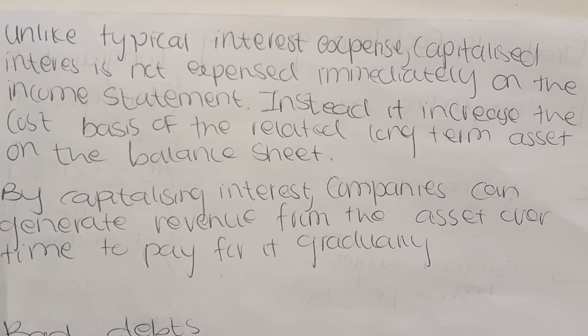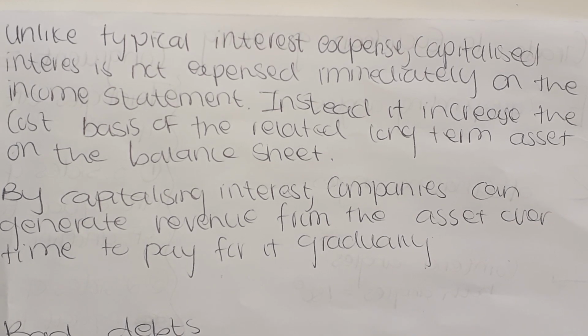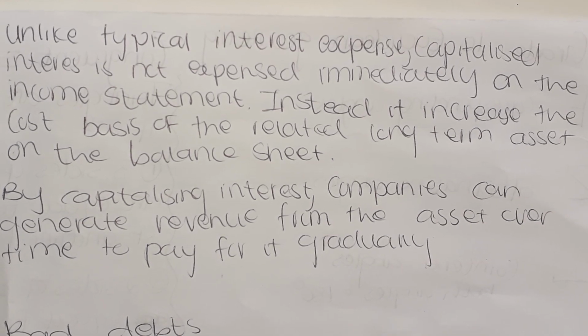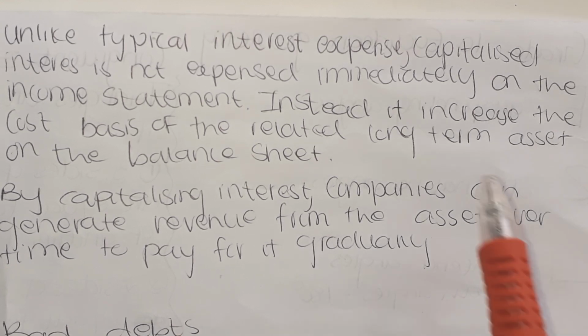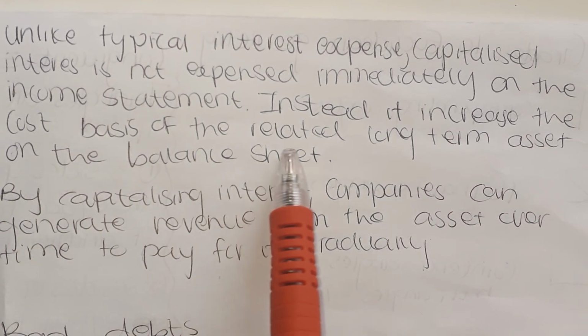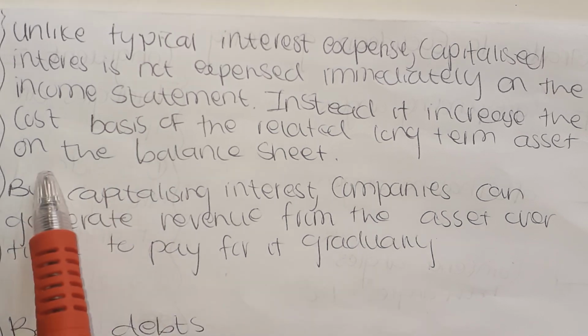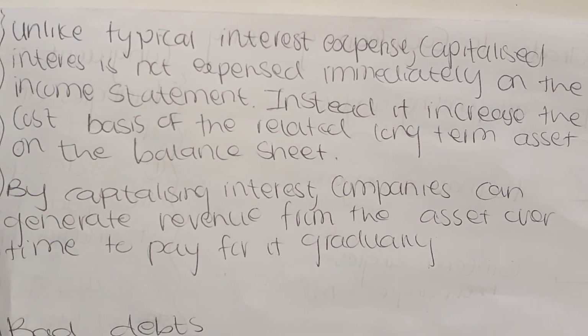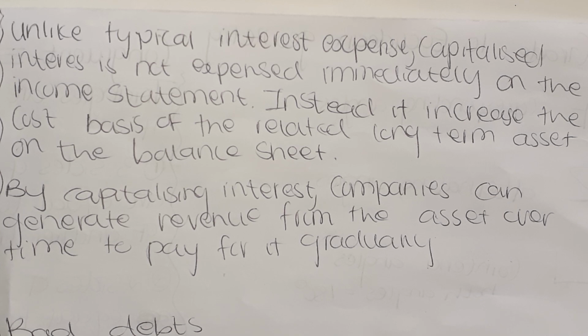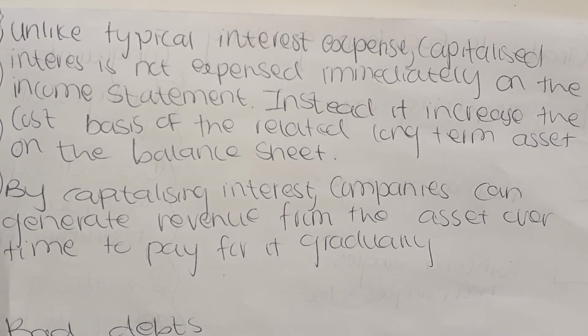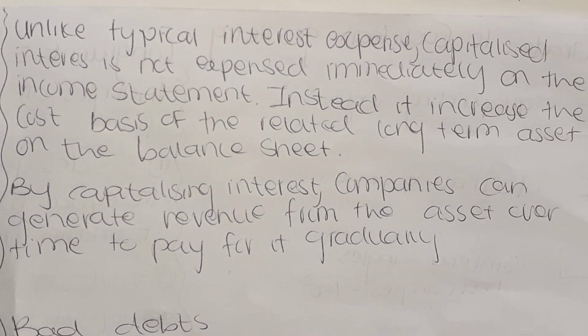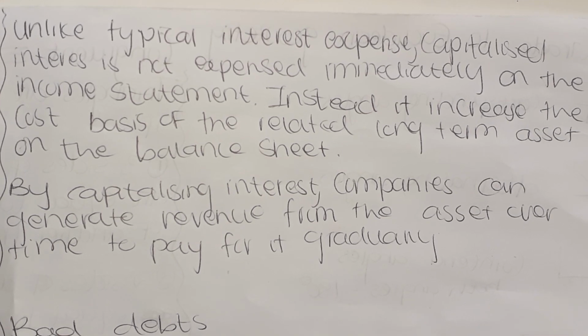So, unlike a typical expense, capitalized interest is not expensed immediately on the income statement. Instead, it increases the cost basis of the related long-term asset on the balance sheet. By capitalizing interest, companies can generate revenue from the asset over time to pay it back gradually. That's what I said, constructing a road without money and using the bank for that.